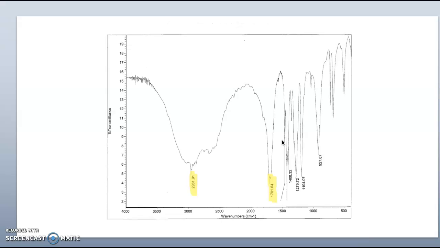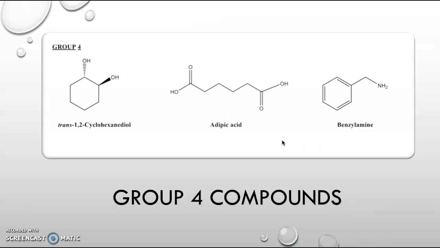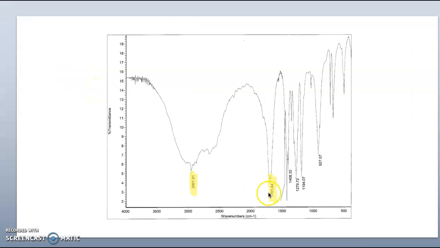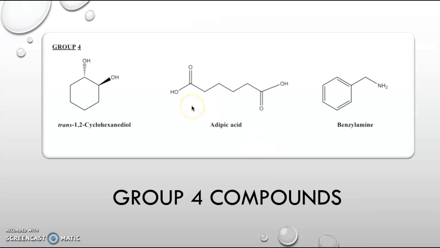Then we would go down to the cyclohexanediol, and there's no carbon double bonded to an oxygen, and we have that very strong peak at around 1,700. So we would need that to be present.